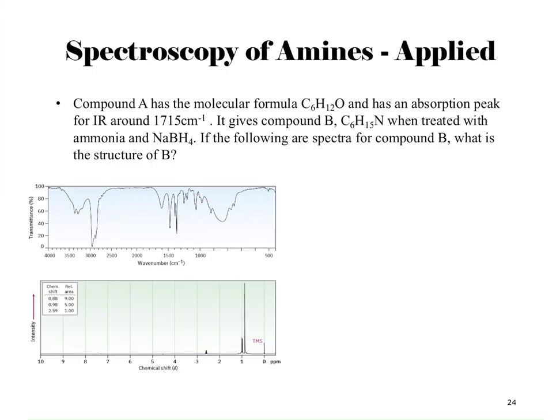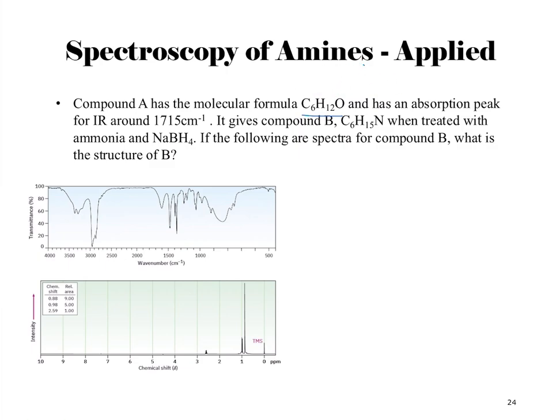We have a compound A that has a molecular formula C6H12O, and then it has an absorption peak for IR around 1715 inverse centimeters. So this looks like an aldehyde or a ketone peak. If we have 12 protons, that's the same number of protons as benzene. So I'm thinking it'll be a ring that has an aldehyde and then double bonds throughout the rest of the structure.